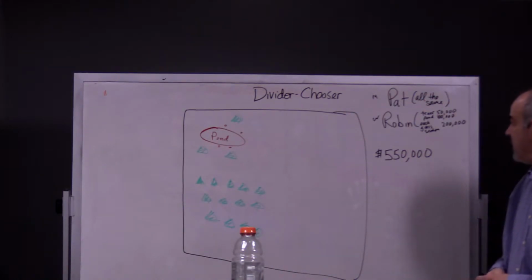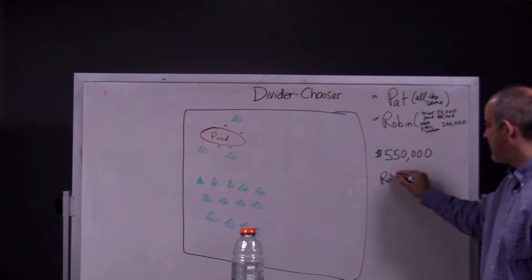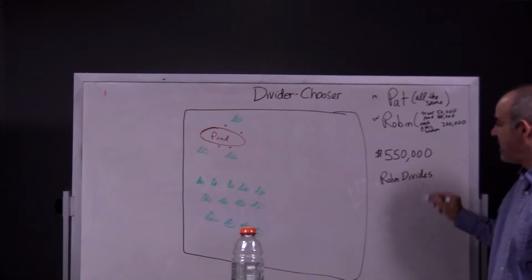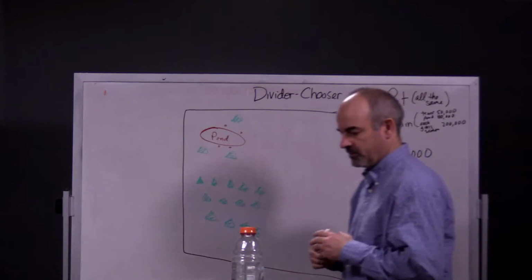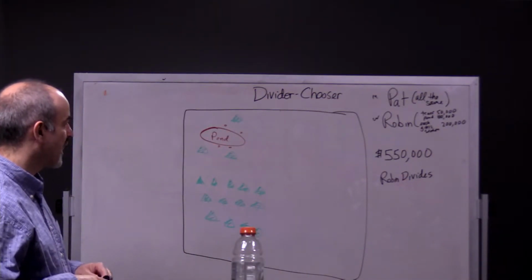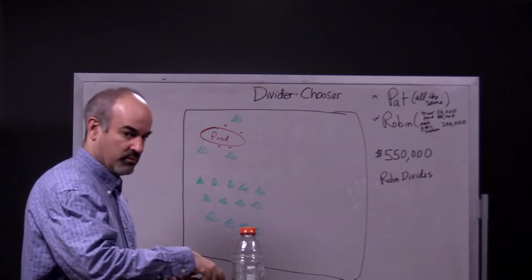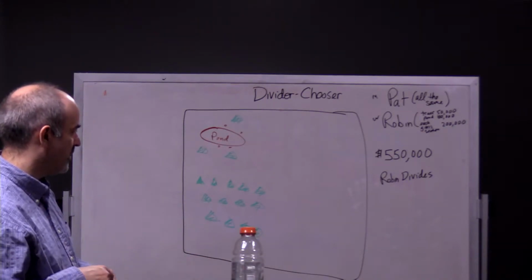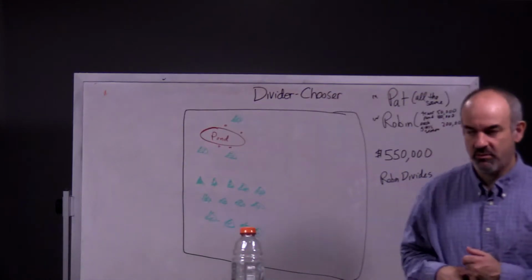So, Robin's the divider. We flip the coin. Robin divides. So, where is she going to draw her line? Where is she going to divide things? Well, let's do it quote unquote incorrectly, just to show you how somebody would actually do this.